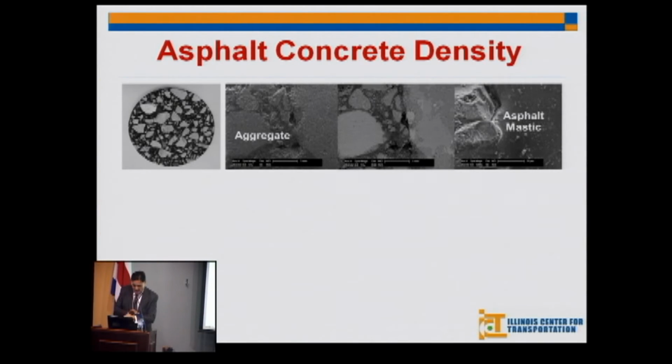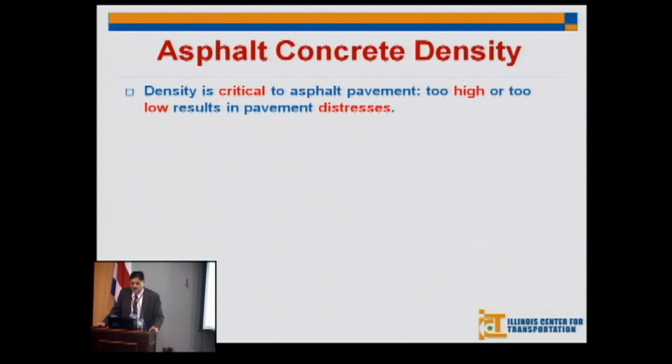So let me now move into a very interesting topic that we have been working on recently, which is the asphalt concrete density. As you all know, asphalt concrete is composed of aggregate, air, and asphalt binder, and it's a very, very complex system. That's why I'm getting into the very small, to the nano level, to see the mastic itself and the air voids. So it's a very complicated kind of system.